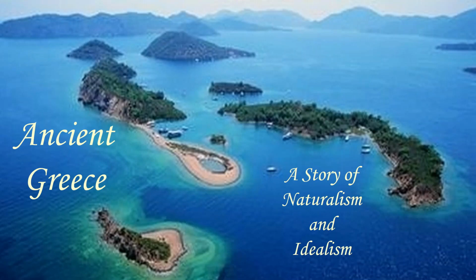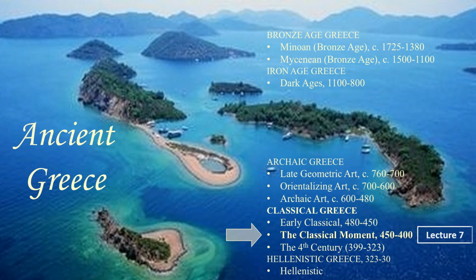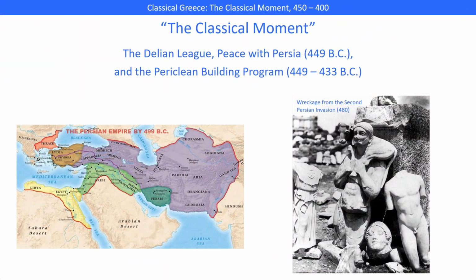Here continues our look at ancient Greek art, a story of naturalism and idealism. Lecture 7 covers classical art, which begins about 450 or 440 BC and ends with the 5th century, in 400 BC. If classical art had a defining moment, this is it.